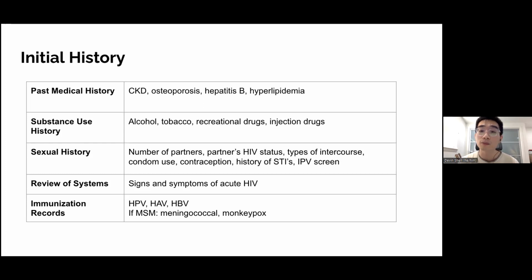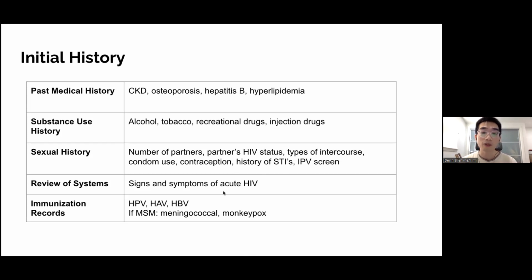And then also whether they have osteoporosis and hyperlipidemia, and this relates to some of the side effects of oral PrEP. And then also getting a detailed substance use history, including history of injection drugs, alcohol, tobacco, and other recreational drugs. For sexual history, ask about the patient's partners, the number of partners, the partners' HIV statuses, the types of intercourse that they have, whether the patient used condoms, what they use for contraception, any history of STIs, and then an intimate partner violence screen. And then for your review of systems, ask about signs and symptoms of acute HIV, which we'll cover in the next slide.